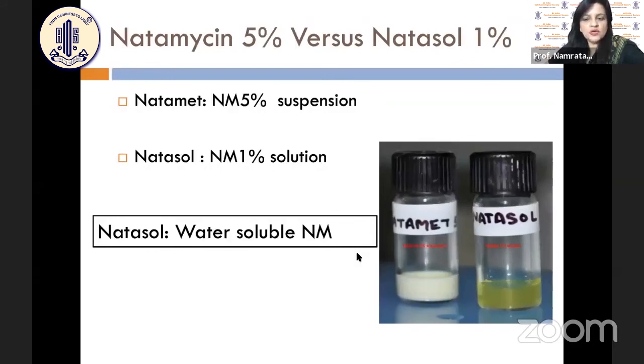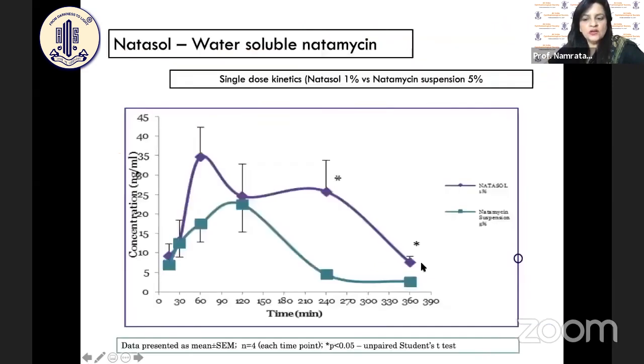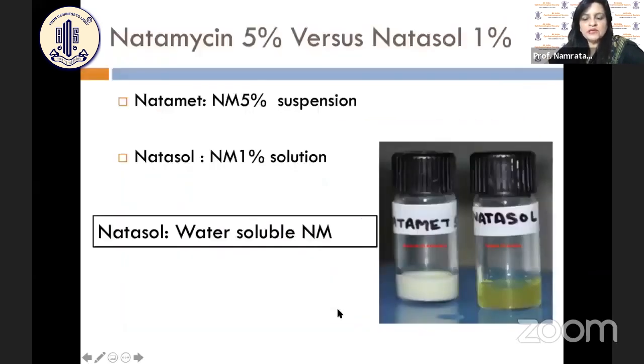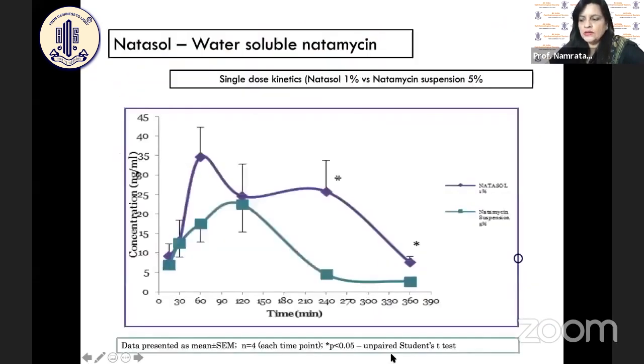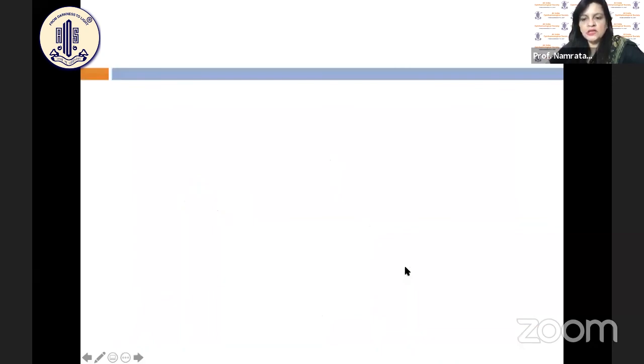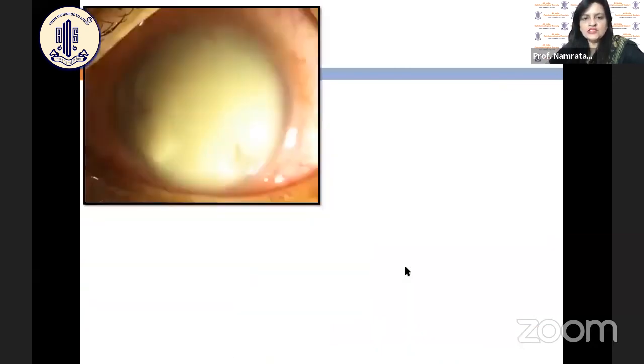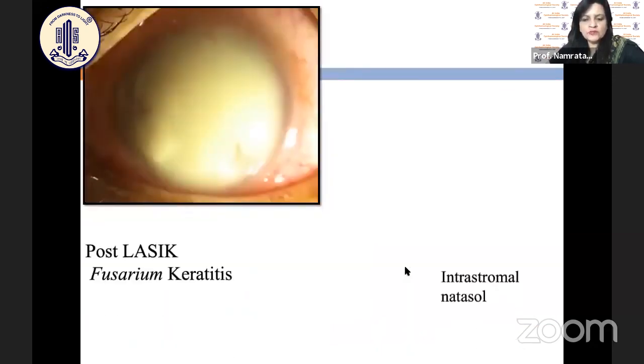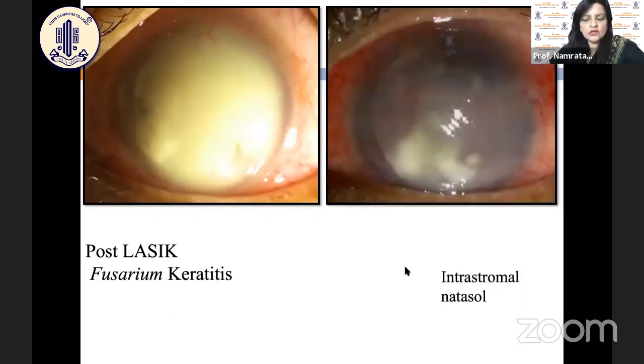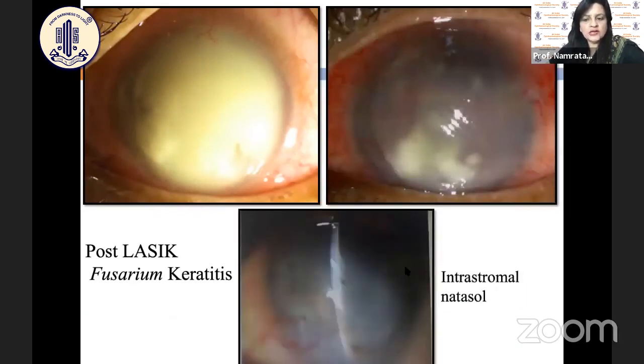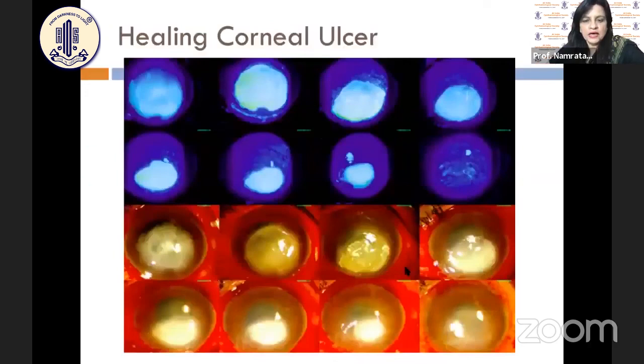And we are now doing a clinical study with Netasol, where we've combined it with a polymer to make it soluble. And if you look at the pharmacokinetics, they are better than the suspension of natamycin, which is currently available commercially. And this is just to show a case again, post-LASIK Fusarium keratitis with intrastromal Netasol that we did, and it responded to therapy completely.